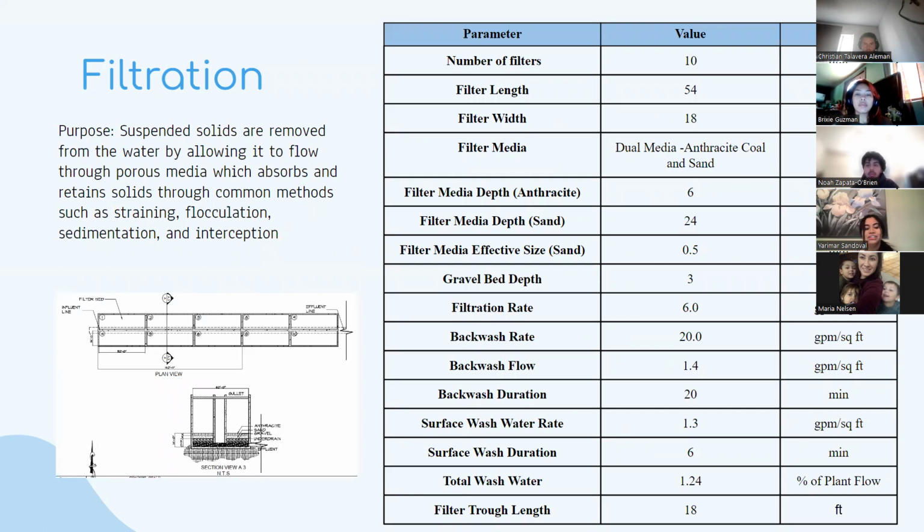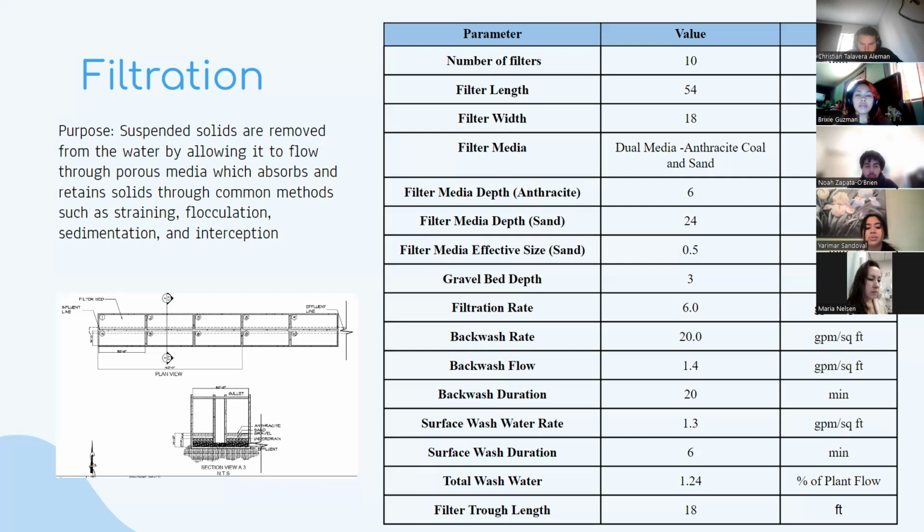Moving on to filtration, the purpose of filtration is to remove suspended solids from the water by allowing it to flow through porous media, which will then absorb and retain solids through common methods. And here we have 10 filters, which will have a length of 54 feet, as well as a width of 18 feet. And for the filter media, we will have dual media, which would consist of anthracite and sand. The filter media depth is 6 inches for the anthracite, and then for the sand will be 24 inches.